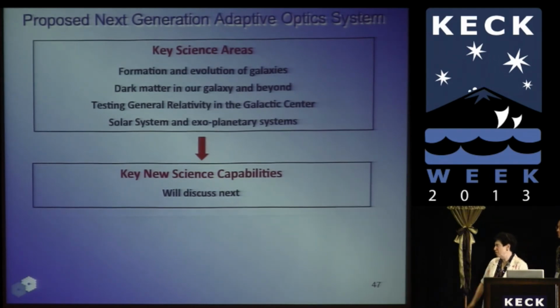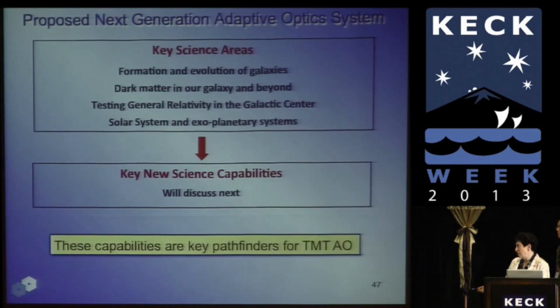And these were quantitative goals. So that's what I'm going to discuss next. Here, I just want to point out that many of these key science capabilities are ones that are pathfinders for what the 30-meter telescope adaptive optics system aims to do. And to the extent that we can explore their feasibility and how well they work in different situations, I think it'll be helpful for this bigger telescope as well.